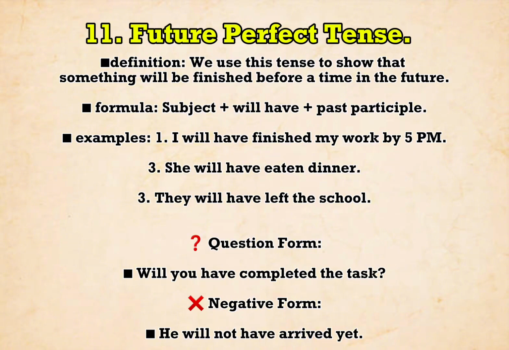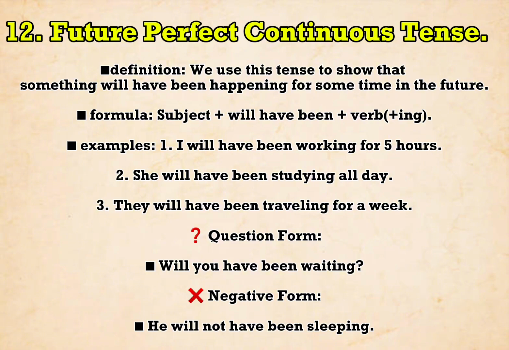Examples: 1. I will have finished my work by 5 p.m. 2. She will have eaten dinner. 3. They will have left the school. Question form: Will you have completed the task? Negative form: He will not have arrived yet. 12. Future perfect continuous tense.